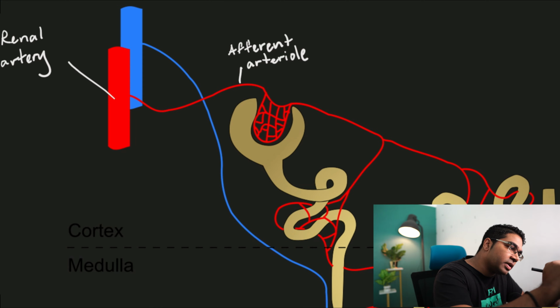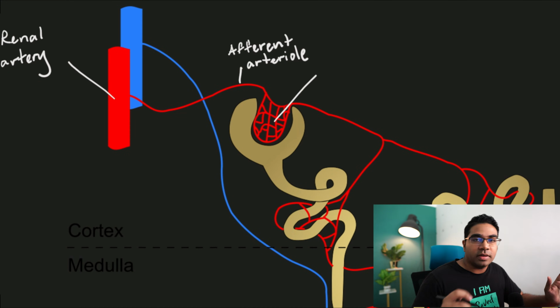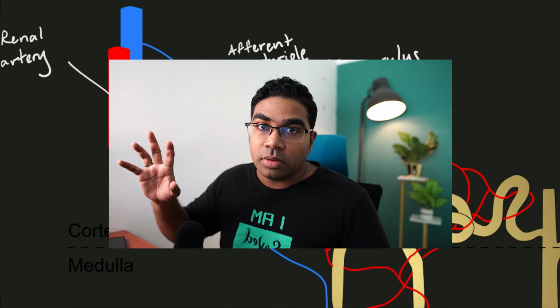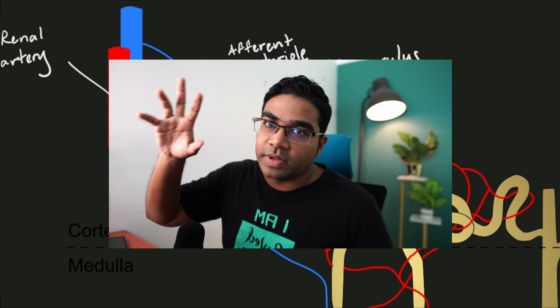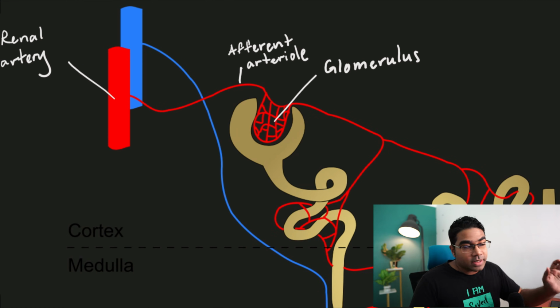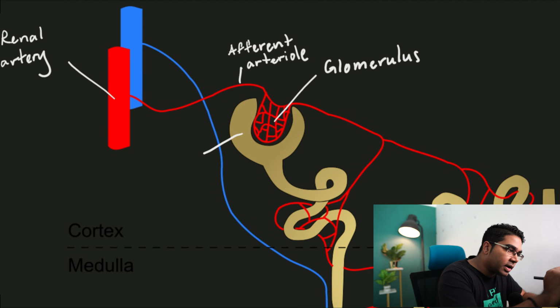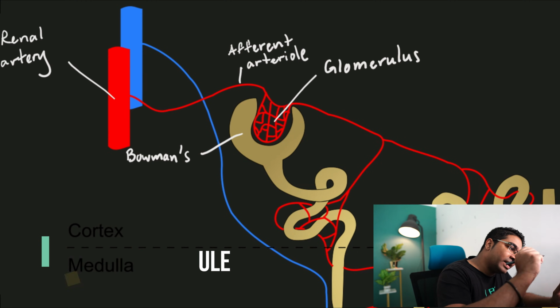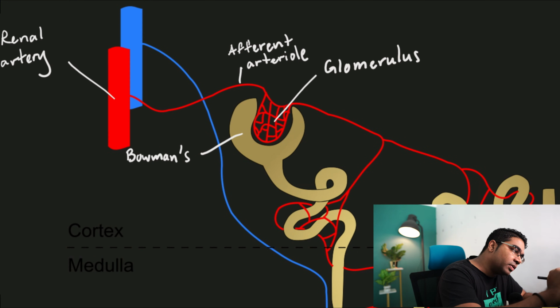And this structure is very important. You see a mesh of capillaries here. This mesh of capillaries is known as the glomerulus. And the glomerulus is very important because the glomerulus is part of the filtration membrane. The chalice-like structure here, the one that looks like a cup, is known as Bowman's capsule. Bowman's capsule encapsulates the glomerulus.